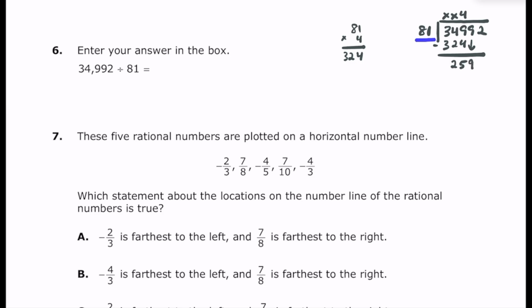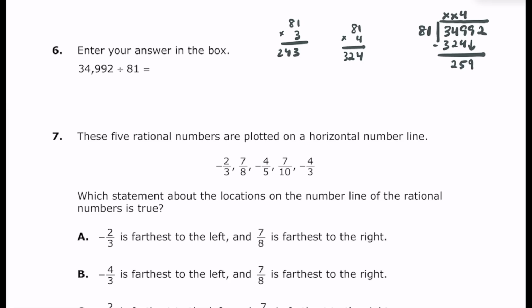How many times does 81 fit into 259? Let's do our estimation thing again. So 81 is close to 80. This is close to 260. So how many times does 80 go into 260? That's really how many times does 8 go into 26? 8 times 3 I know is 24, which is pretty close there. So let's do 81 times 3. That's going to be 3, 2, 4, 243.